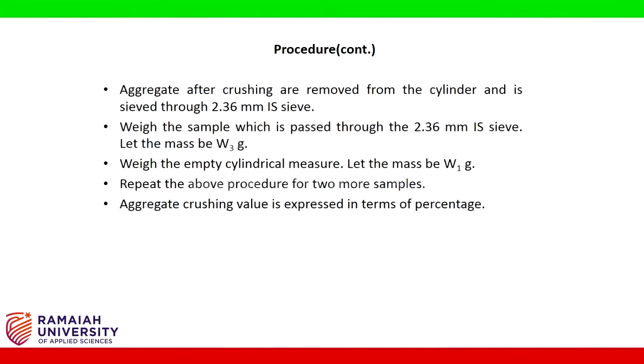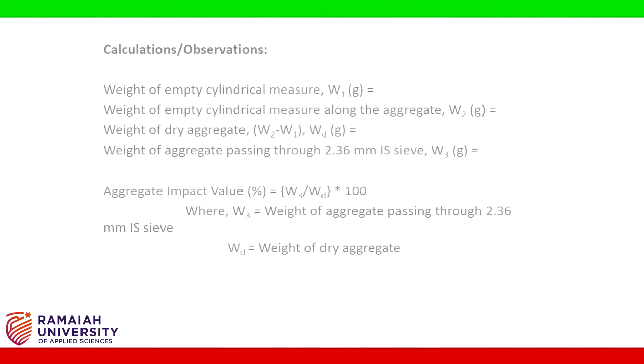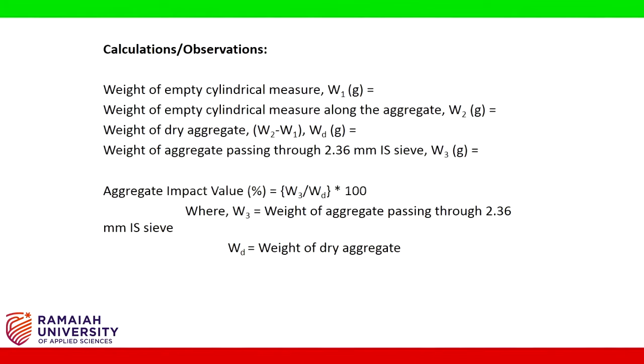Aggregate crushing value is expressed in terms of percentage. Calculations and observations: weight of empty cylindrical measure, weight of empty cylindrical measure along with the aggregate, weight of dry aggregate, weight of aggregate passing through 2.36 mm IS sieve, and the aggregate crushing value in percentage is calculated.